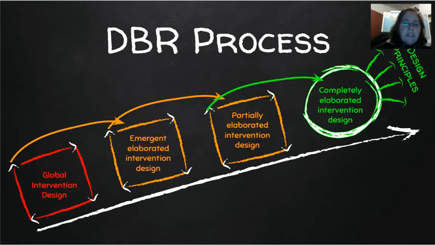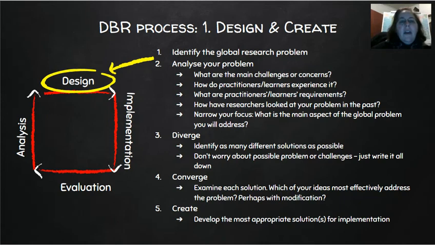So in this process, I'm going to flesh out each one for you a little bit more. I'm going to take the 4 key aspects in each iteration cycle: the design, implementation, evaluation, and analysis. And I'm just going to explain to you how I used it in my own research. So first I started off by identifying the global research problem. And this was way back in 2014.